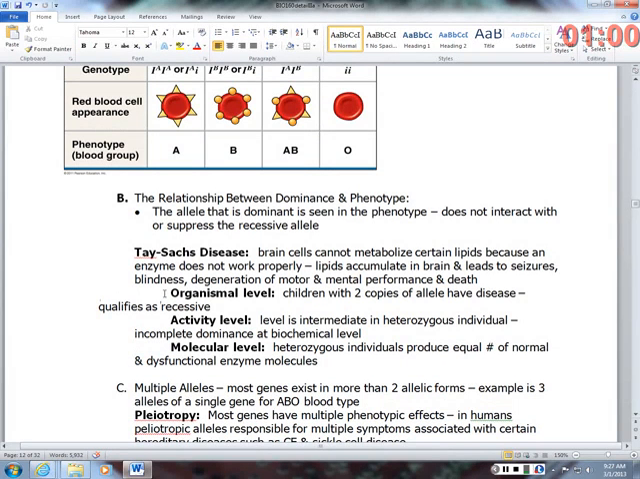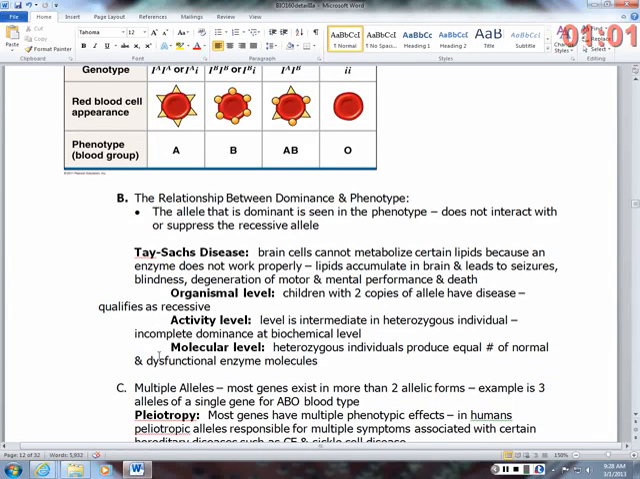At the organism level, the children with two copies of the allele have the disease. So you have to inherit two recessive traits, one from each parent. If you are a heterozygous individual, it's an intermediate level, because this is somewhat codominant. The person with the two recessive traits didn't inherit a gene that can make that at all. The heterozygous one inherited one gene that works and one that doesn't. So what they end up with is incomplete dominance at the biochemical level. They produce some, but not as much as another individual.